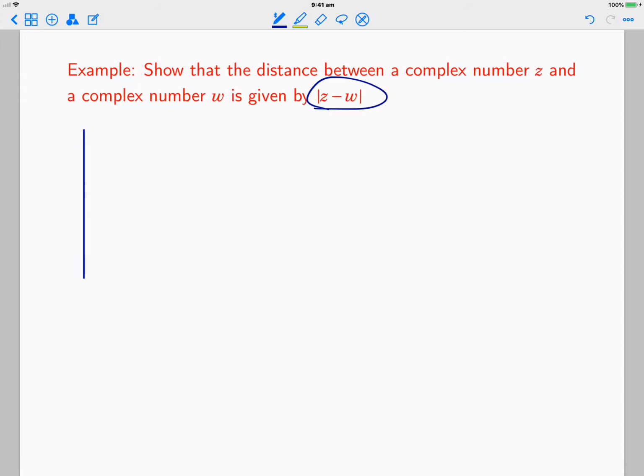So I'm going to draw my Argand diagram again. So I've got two complex numbers, z and w, two random complex numbers. So let's say z, for instance, is a plus bi, and w is c plus di. Right? What I want to do is find the distance between them. I want to find d, where d is the distance between them.